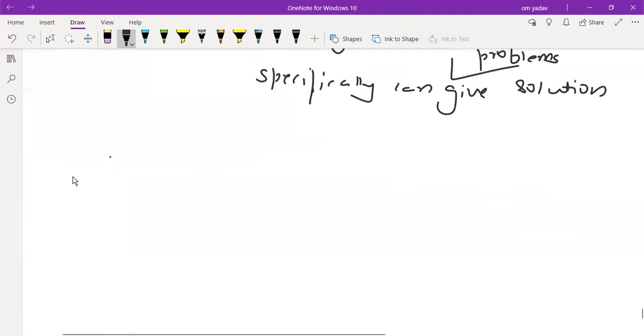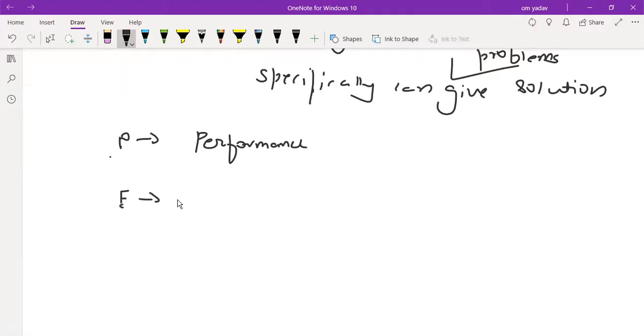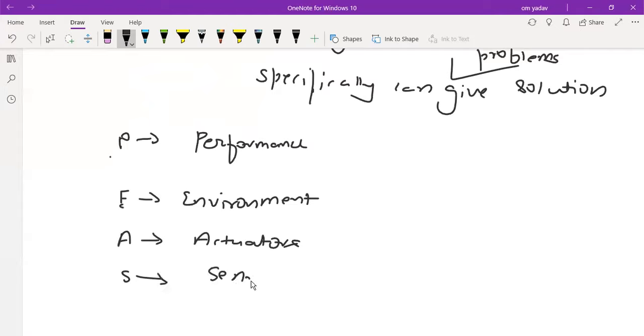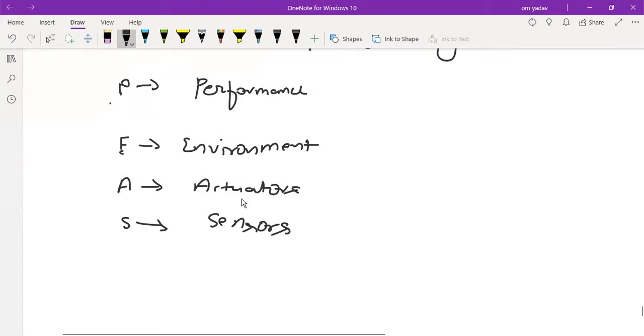Yes. So P is your performance. Then E is your environment. A is your actuators. And S is your sensors. Okay, so P is performance, E is environment, A is your actuators, and S is your sensors.